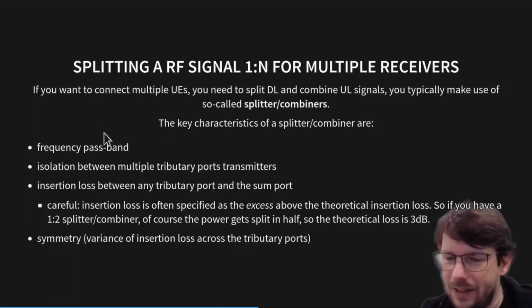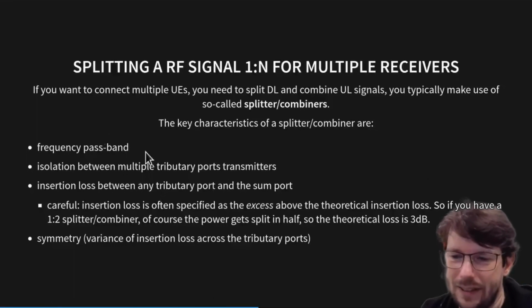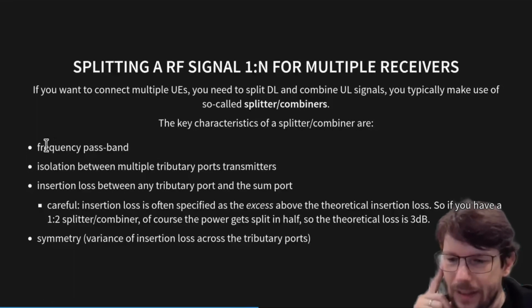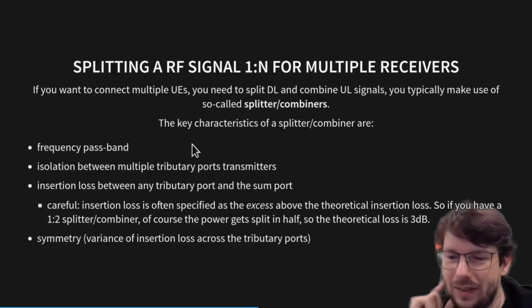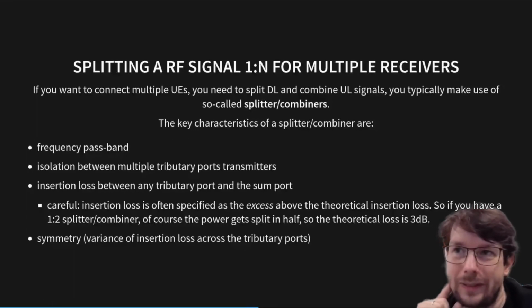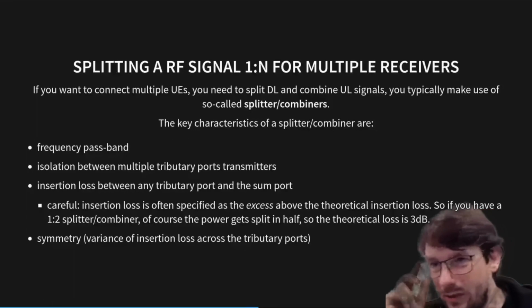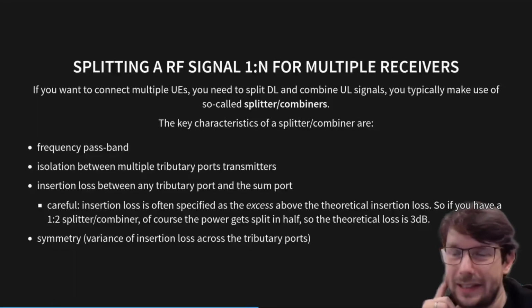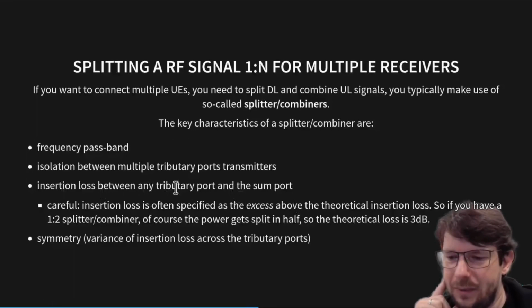The typical characteristics of such a device, and we will look at several of them in the next couple of slides. One is the frequency passband, meaning which frequencies you can use it with. The isolation between multiple tributary ports is relevant if you use it particularly in the transmit direction. So you have multiple transmitters going into a combiner. Transmitter A sends some signal into the combiner, and most of that signal goes to the sum port where both of the signals are combined, but a little bit of the signal also goes to the port where the other transmitter is connected. And the isolation defines how much attenuation there is between those two ports. The insertion loss tells you how much loss there is between a tributary port and the sum port.